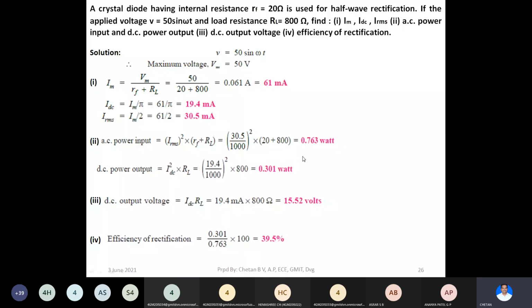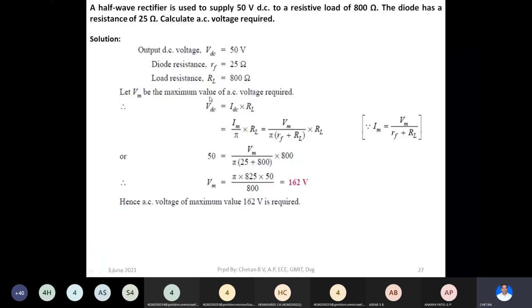This is one more way of giving the input. The first one is giving a transformer. The second way is they may give an equation. You have to pick the peak value of the input voltage, or VM, by identifying the constant which is present in the equation. Then afterwards, we have one more problem.